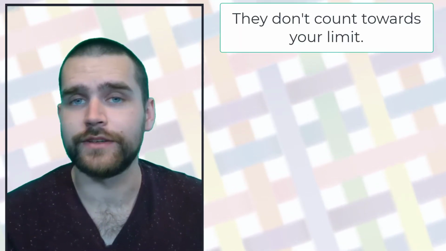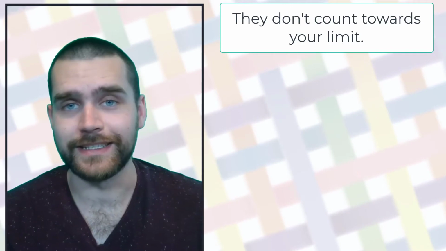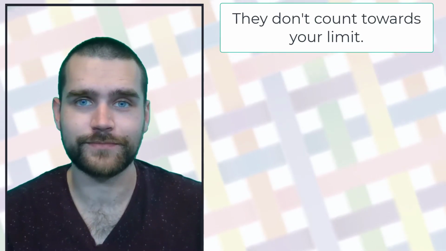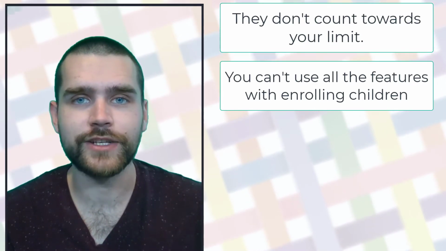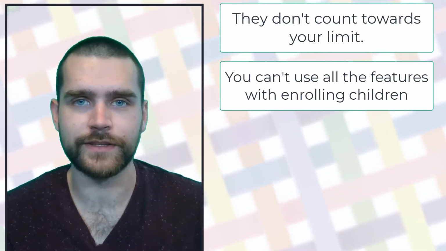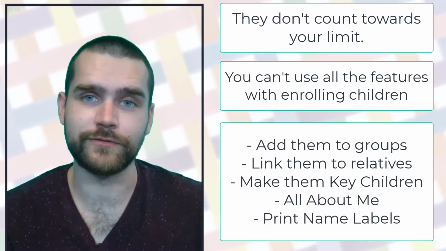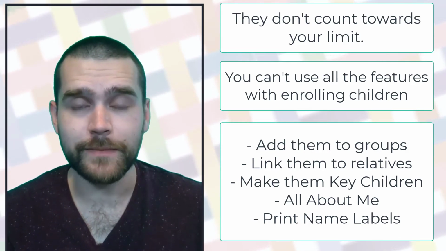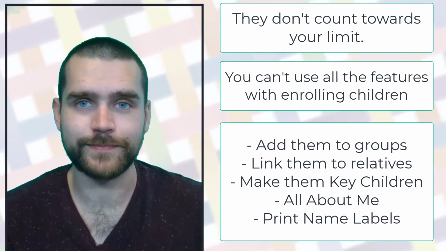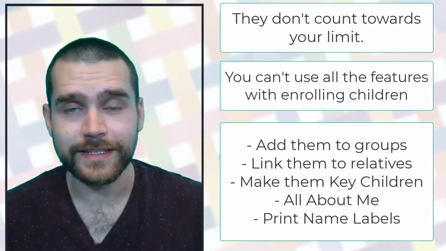Before we get started, a few things about enrolling children. Enrolling children don't impact the active number of children on your account, so if you have a 20 child account, you can have 20 active children and then 20 enrolling children on there as well. However, you wouldn't be able to use the full functionality of Tapestry with these enrolling children, but you can do a few key things to try and get them ready, such as adding them to groups, linking them to relatives, making them key children of certain staff members, completing their All About Me pages, and printing name labels. If you'd like to find out how to do any of those things, I'll leave the tutorials in the description below.